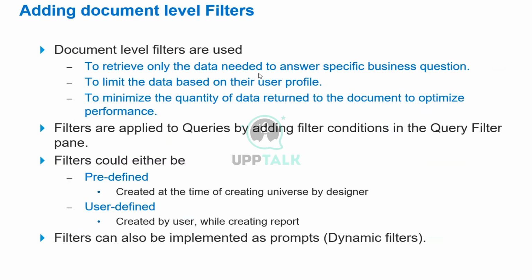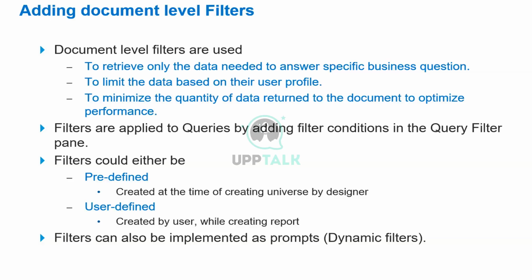Document level filters are used to retrieve only the data needed to answer a specific business question. If they want to concentrate on only the Asia region, we can put the region in the filter as Asia, fetch the data for Asia, and do our analysis.